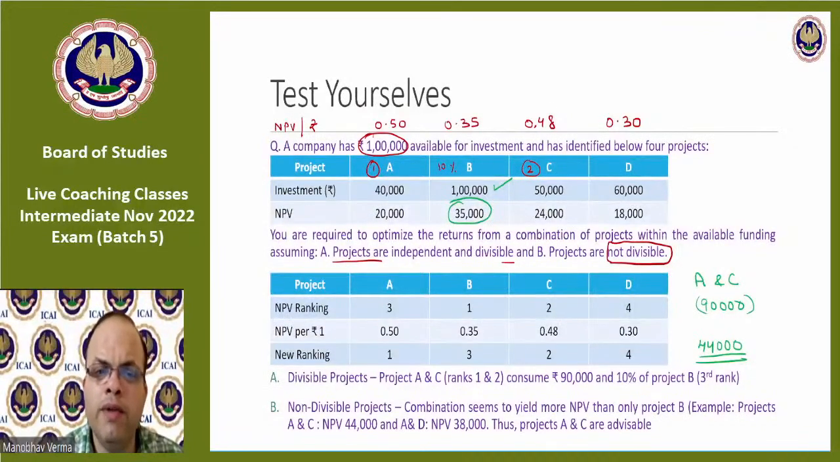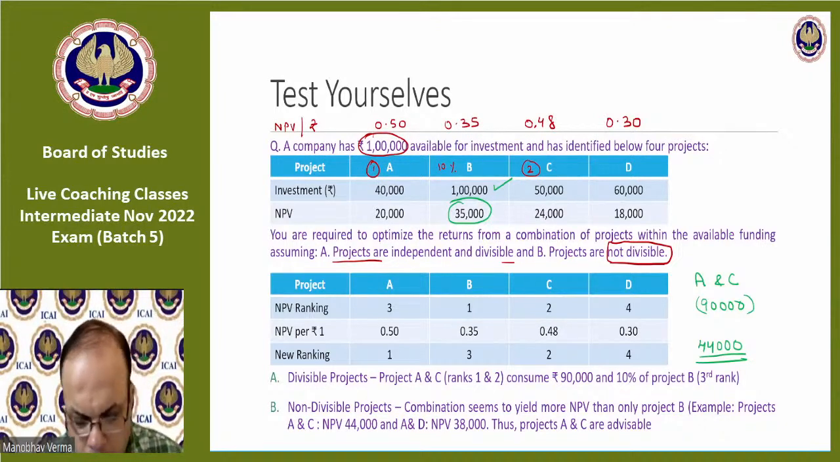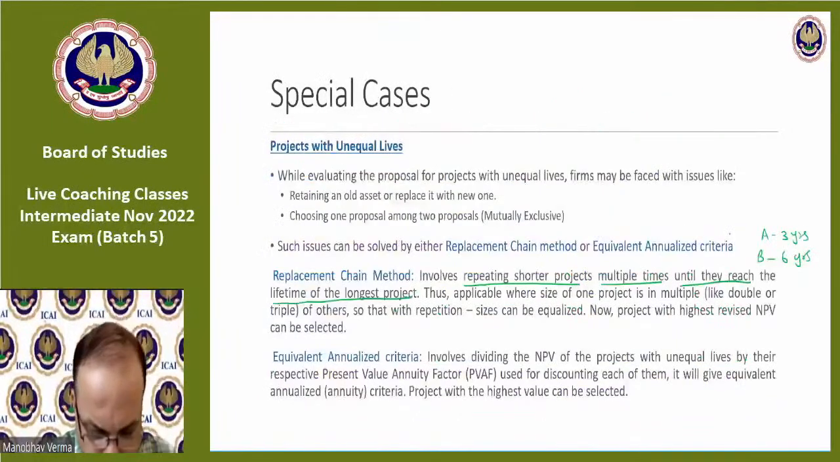In non-divisible, we talked about A and D with a lesser NPV. Why would you go for A and D? I would go for A and C now. In A and D, the NPV was 38, but in A and C, it is 44. I would go for A and C. Here we just discussed that. A and C. Okay. Yeah.